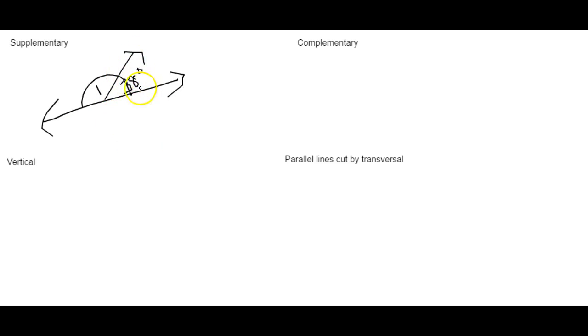So if the smaller angle is 38 degrees, we would just subtract to find the measure of angle 1. So 180 minus 38 is 142. So angle 1 would be 142 degrees.